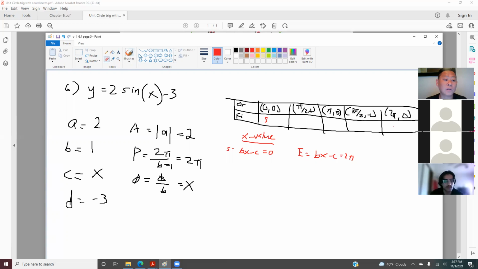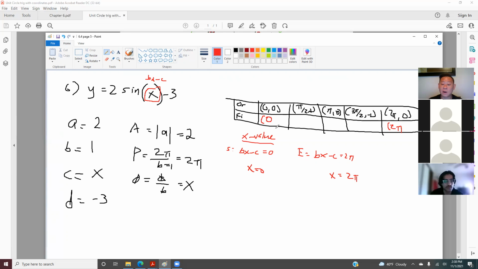Okay. So what we do in this case is we look at what is inside the parentheses. Whatever is inside the parentheses is your bx minus c. Since inside the parentheses, in this case, we only have x, the good news is that means you start from 0 and you end at 2 pi, because our bx minus c in this case is 0. So it's telling us you start from 0, you end at 2 pi.